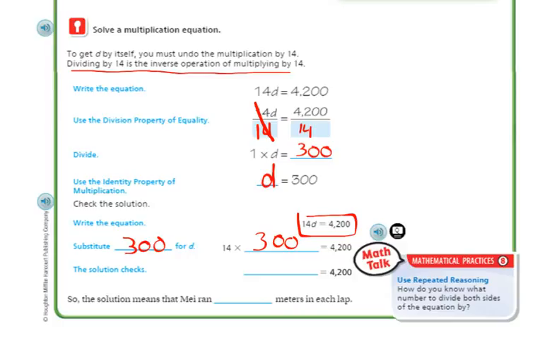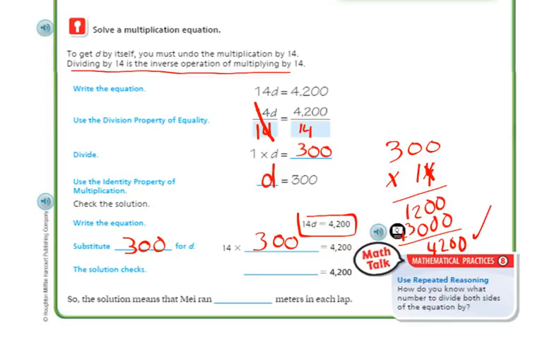So you could take 300 times the 14 and really check to see if you get 4,200. All right, we got 0, 0, 12. Drop it down, 0, 0, 3. Add that up, and you'll notice we get 4,200. And our answer checks out, which means 4,200 equals 4,200. And that means the solution of me ran 300 meters is appropriate for our equation.